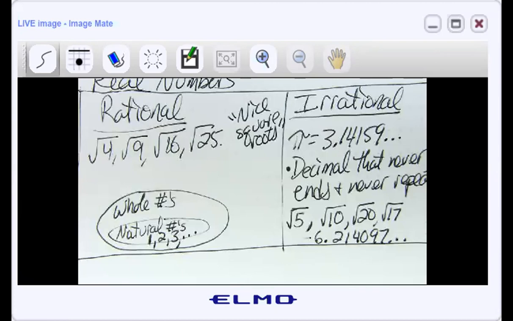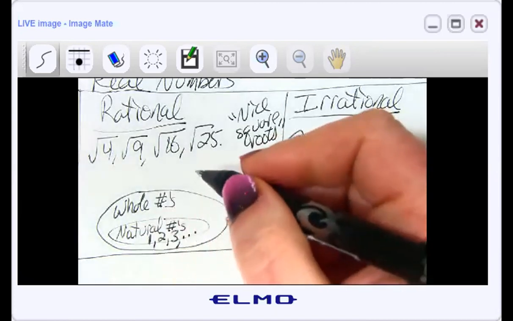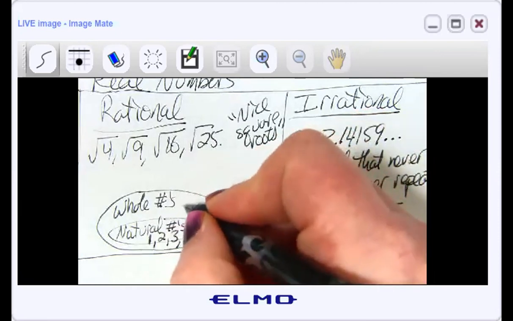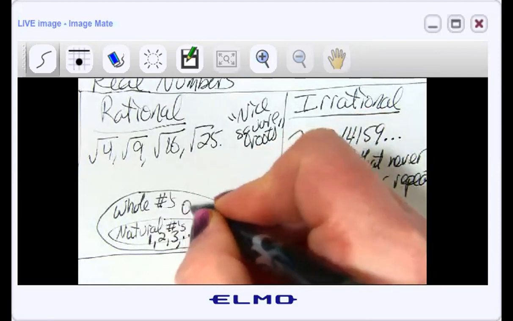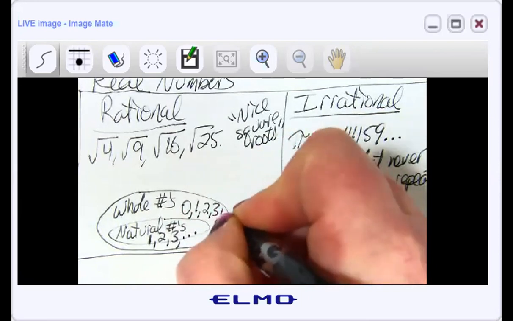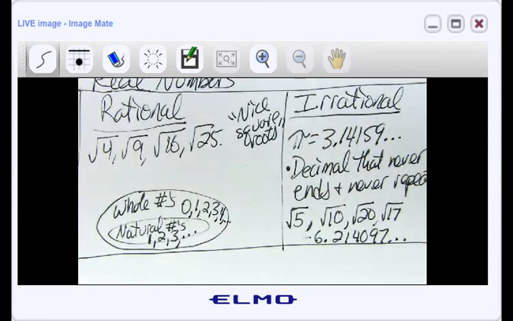It's just the number zero. That's it. Literally, whole numbers and natural numbers are the exact same thing. It's just that whole numbers also include zero. That's all. So they're starting at zero and going on forever. Kudos to Hannah. She texted that just before. Oh, yes. I'm sorry, I didn't even see it. Yes, the whole numbers have zero.